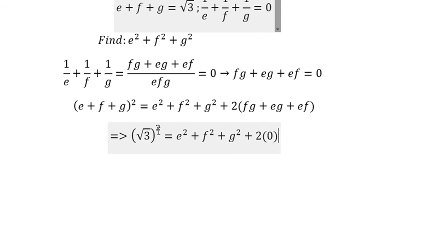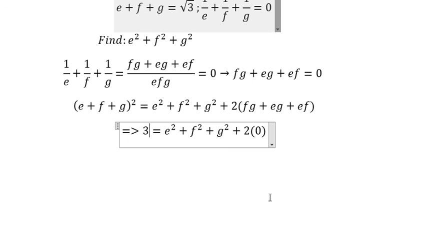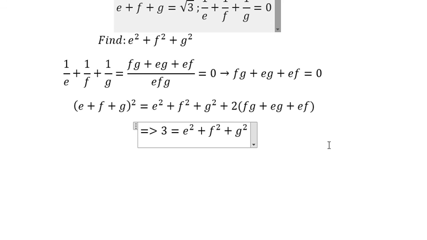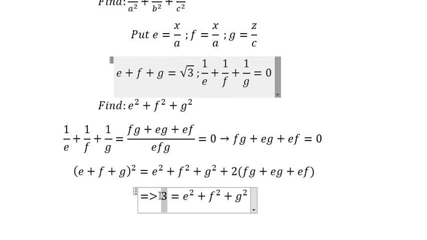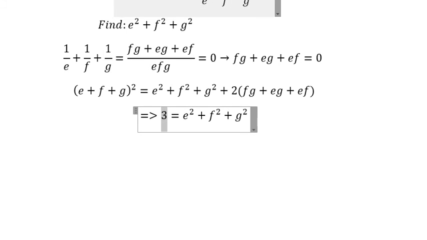So this one we get 3. This one we get 0, so we cancel that. And now we can find the value for this one. And that's equal to number 3. That's the end.